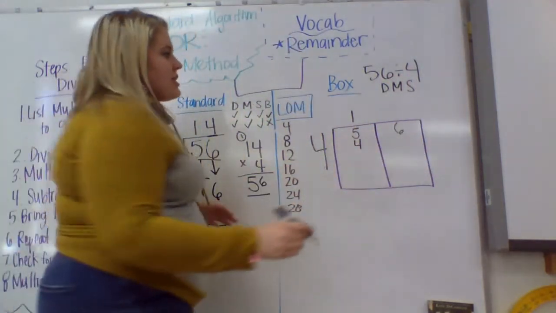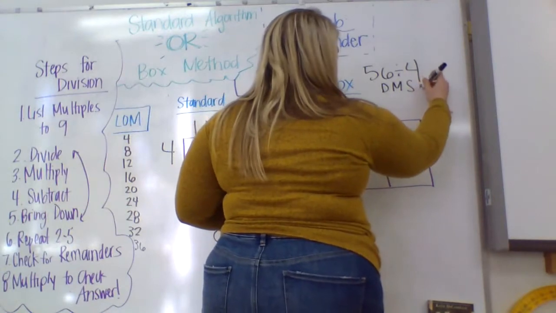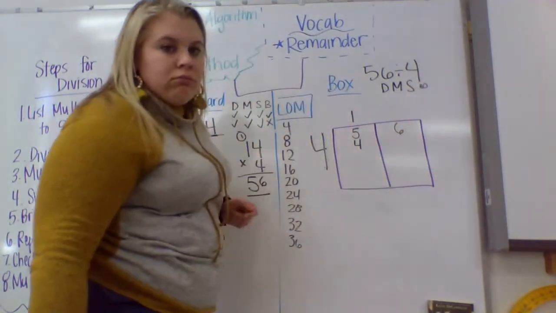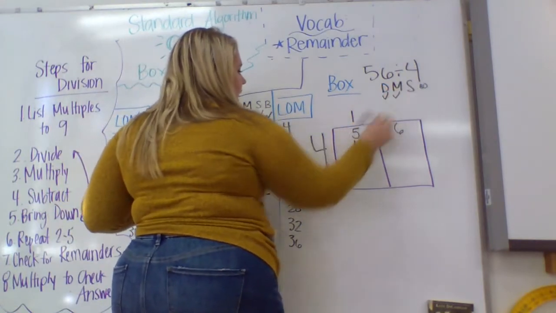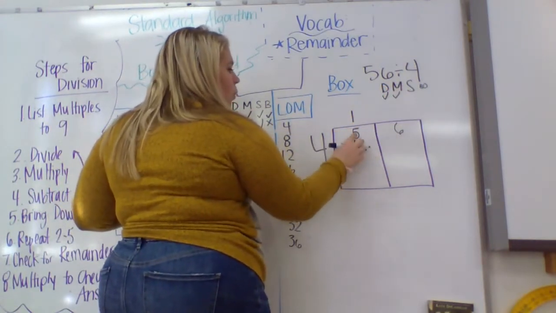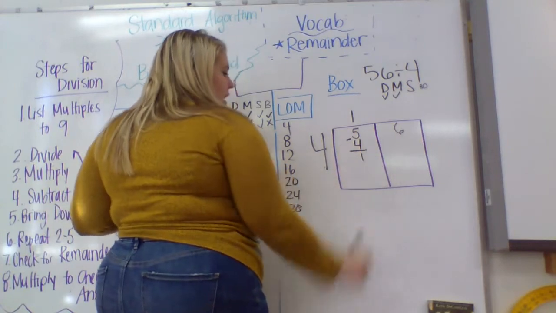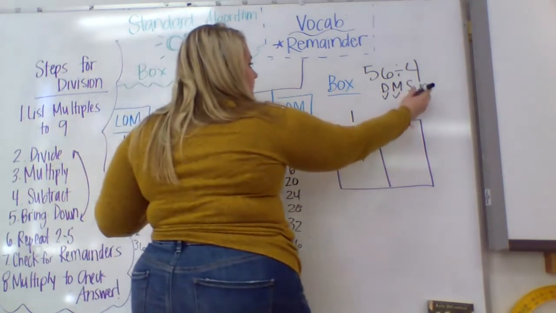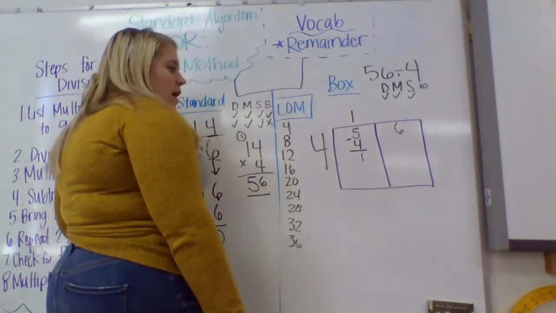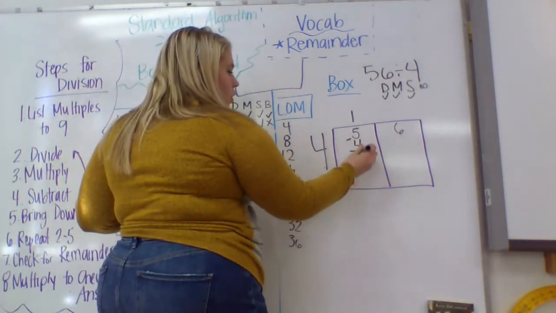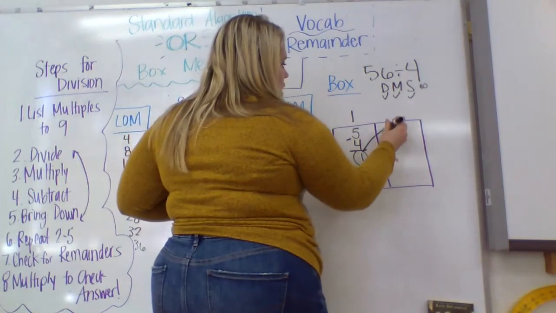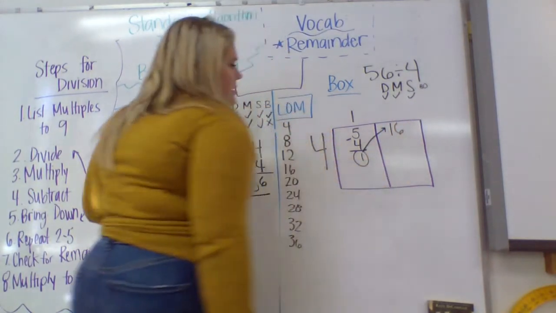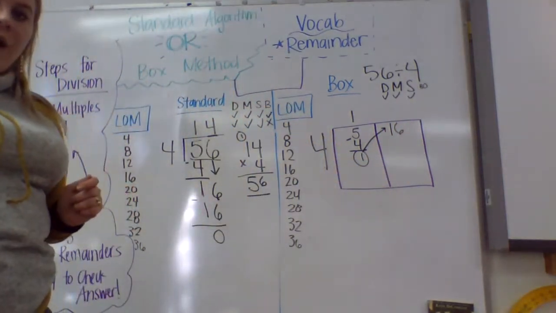My bring it down is just a little different. It turns to a BO, bring over. So I've divided and I've multiplied. Now I need to subtract. 5 minus 4 is 1. So now I need to bring that 1 over. What you do is you circle whatever's left and you draw an arrow and it goes in front of that number that you have in the other box.